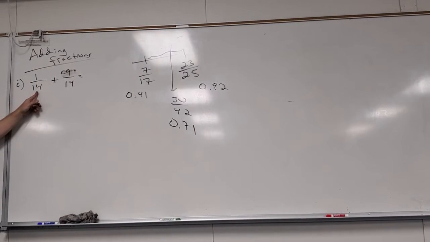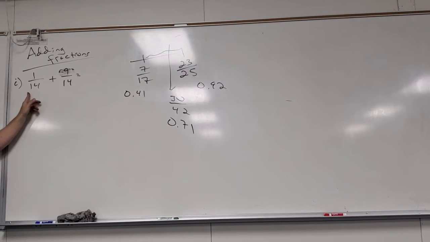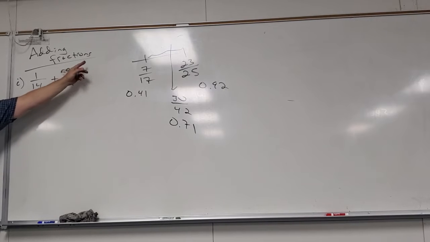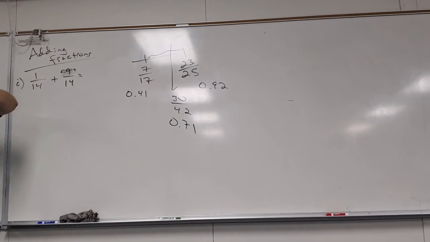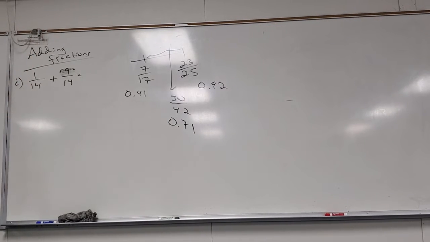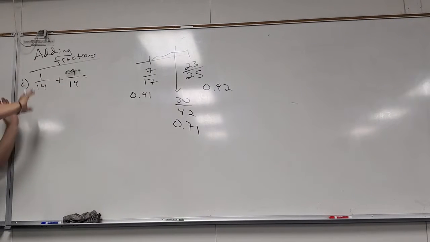How many 14ths do I have here? 1. So I have 1/14. How many 14ths do I have there? 9. So I have 10 what? 14ths. So if you put 10/28, you'd be like, how did you get 10/28? I don't see any 28s up there. In fact, if I made them 28s, it would be 2 and 18. There would be 20/28.